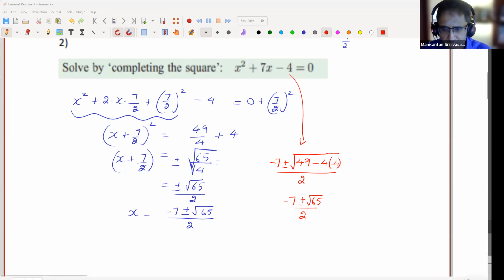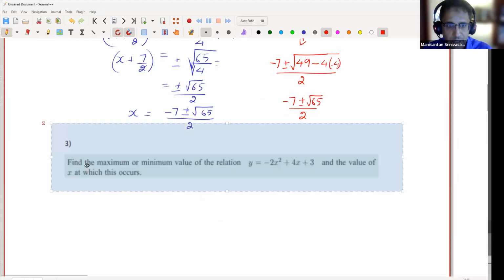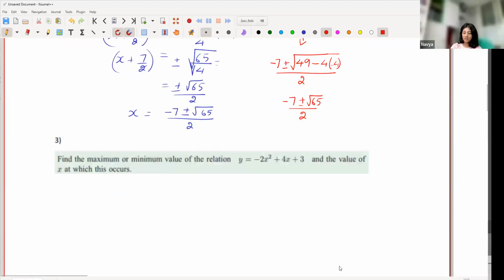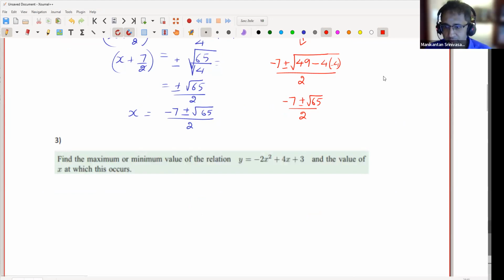Anyway, maybe I'll just ask around a few of you to comment on some of these questions, right? Find the maximum and minimum value and the value of x when this occurs. Navya, did you do this one? Question 3. No, I had a doubt in this one. Yes, what's your doubt? I didn't really understand how to find the maximum value.